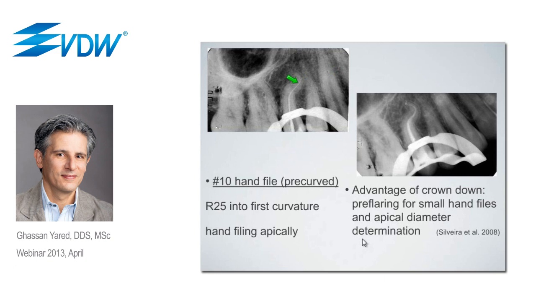into the first curvature, just before the second curvature, and then the hand instruments were used to prepare the canal in the last few millimeters. By using the Reciproc instrument up to this stage, the coronal obstacles were removed, and therefore the use of small hand files in the second curvature became easier and safer. And this is the obturation of the root canal.